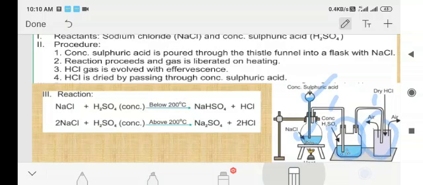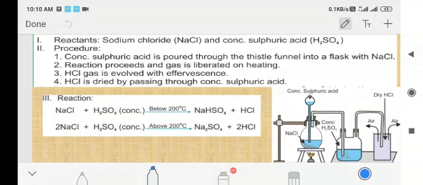Okay, then let me start the experiment. Children, once again let me remind you, this is an important experiment from the examination point of view, so please be careful. The major reactants we are using are sodium chloride and concentrated sulfuric acid. Reactants means the substances you react together to make HCl. So here the reactants are sodium chloride and sulfuric acid, and use this word also, concentrated sulfuric acid. Okay, then about the procedure.